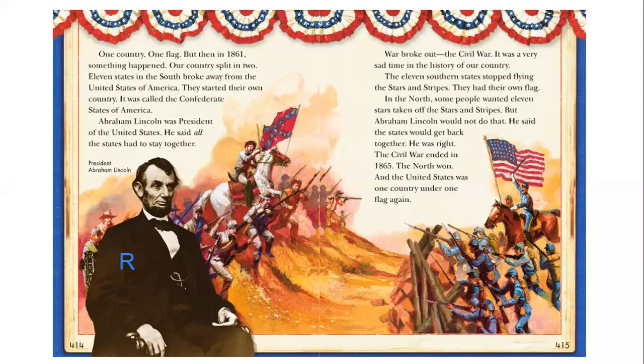After that, the Civil War started, and the 11 southern states stopped flying the Stars and Stripes and had their own flag. And some people from the north wanted to remove 11 stars from the flag, but Lincoln refused, and he said that the states would get back together again. And he was right, because at the end the United States was one country under one flag.